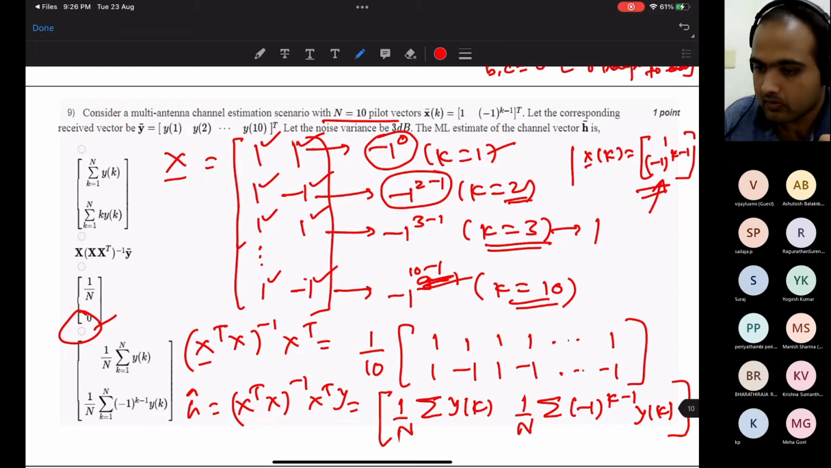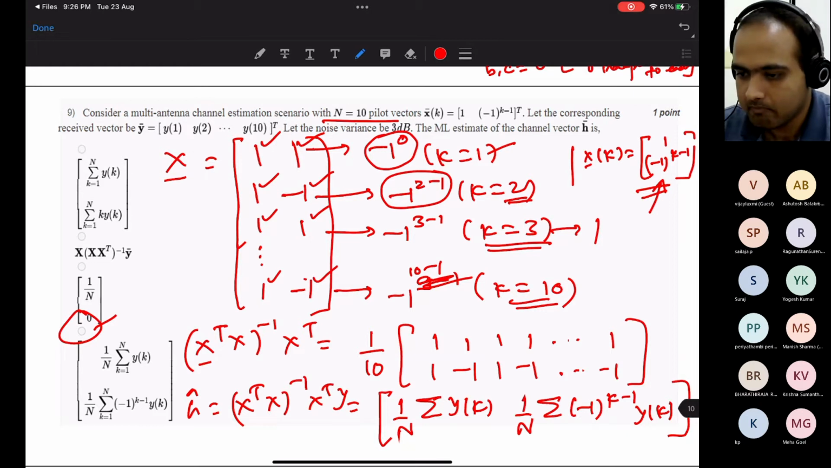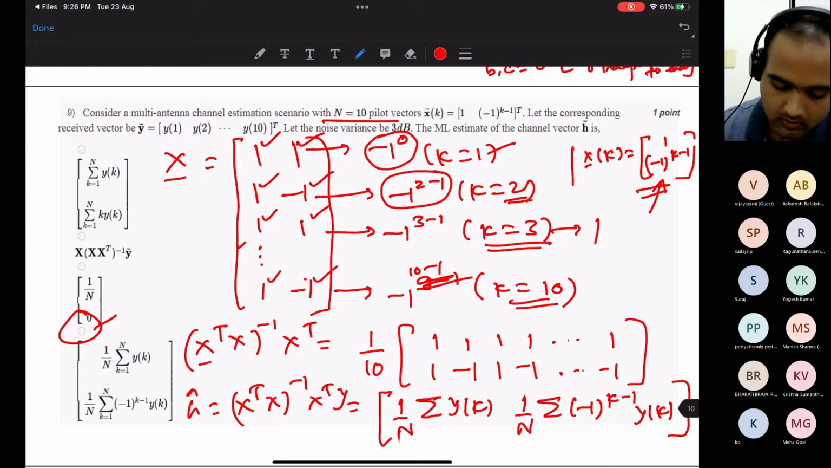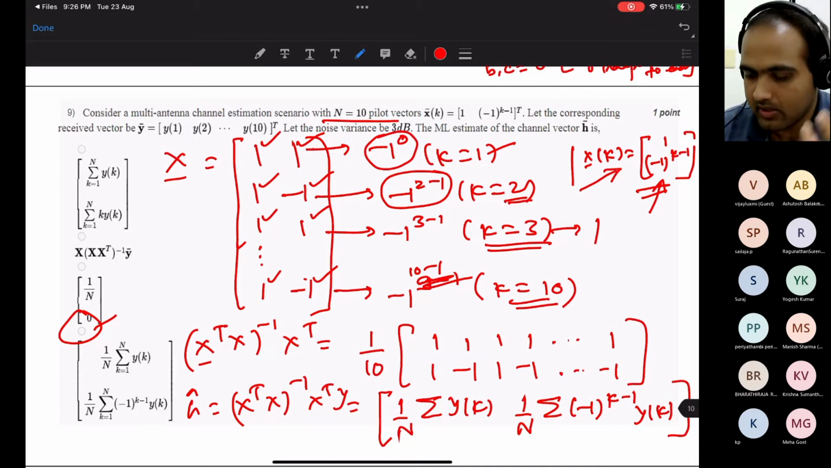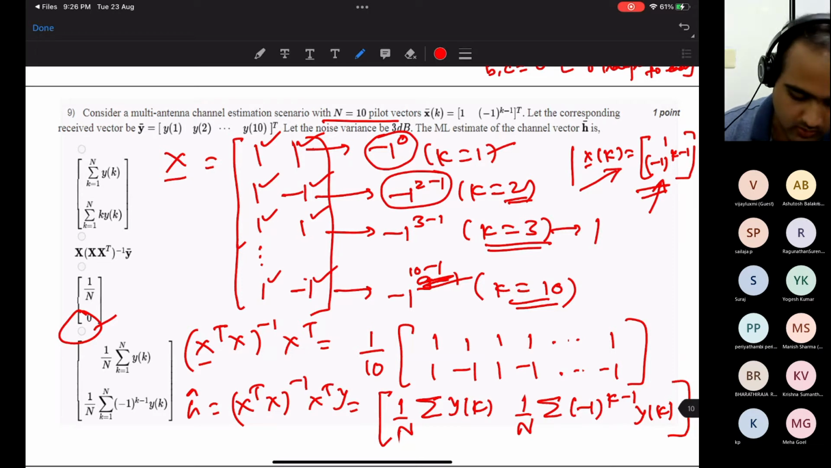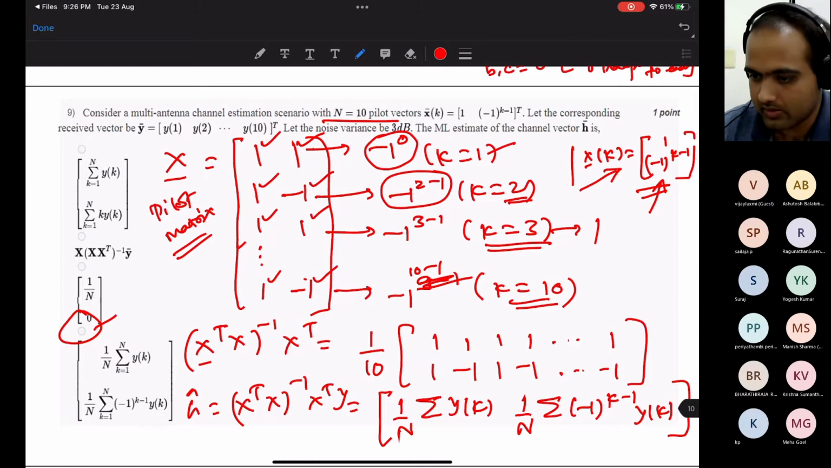Yeah. So now we first had to generate the pilot matrix, right? And we were given a general formula for the pilot matrix, and we used that general formula to first write down the pilot matrix. So we have now written down the pilot matrix. Now what do we have to do? Now we need to find out the ML estimate.